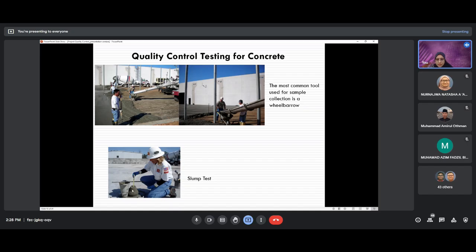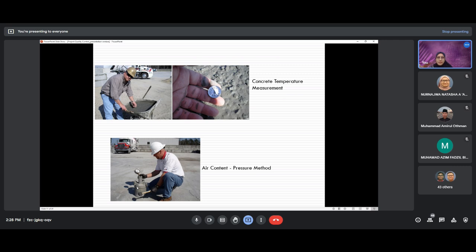And then you do the slump test. What standards or specification do you use for the slump test? And then the temperature. In Malaysia we don't need temperature, but in other countries, such as cold weather countries, they need to know the concrete temperature. Because if the temperature drops, it will affect the quality of the concrete. So this is also one of the tests included in concrete testing.